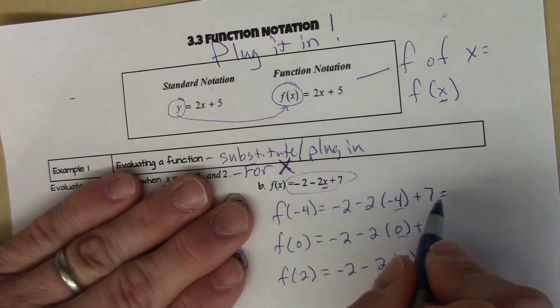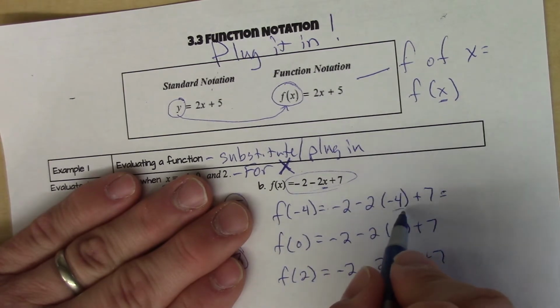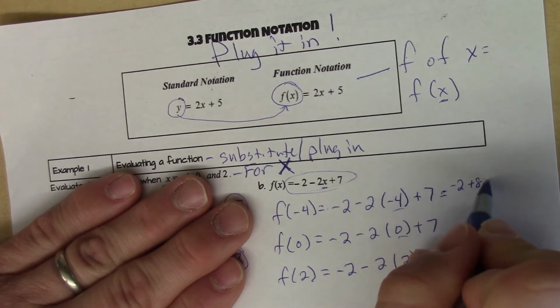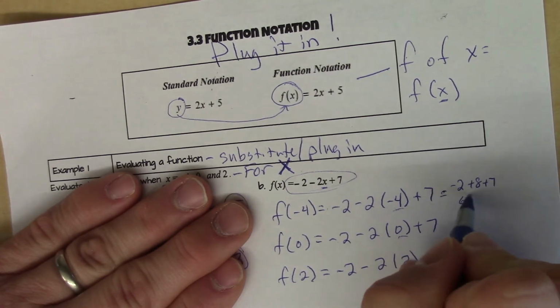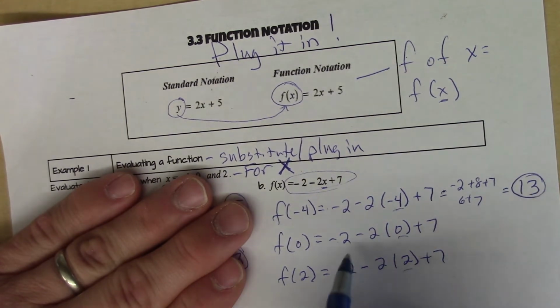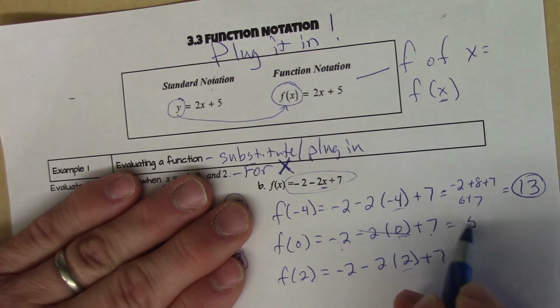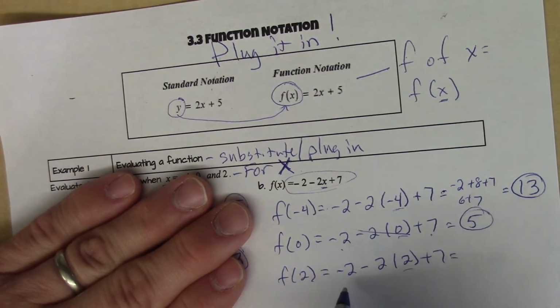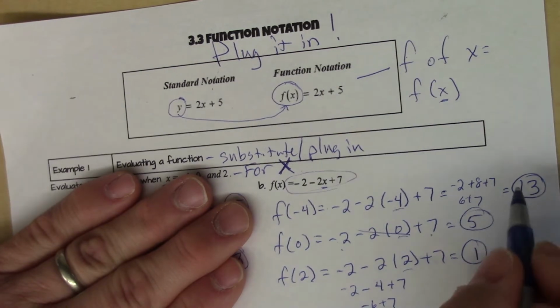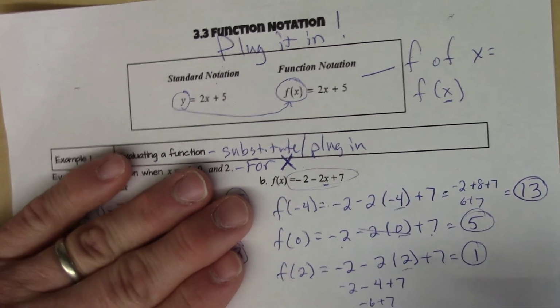And now again, you can just plug this right into your calculator. As long as you're using parentheses, it'll do it for you. But this is, let's see, -2 plus 8 plus 7, which is 6 plus 7, which is 13. This goes away because it's 0, and -2 plus 7 is 5. This is -2 minus 4 plus 7, and -6 plus 7 is 1. Okay, and that's it. 13, 5, and 1. You just got to plug it in and find the answer.